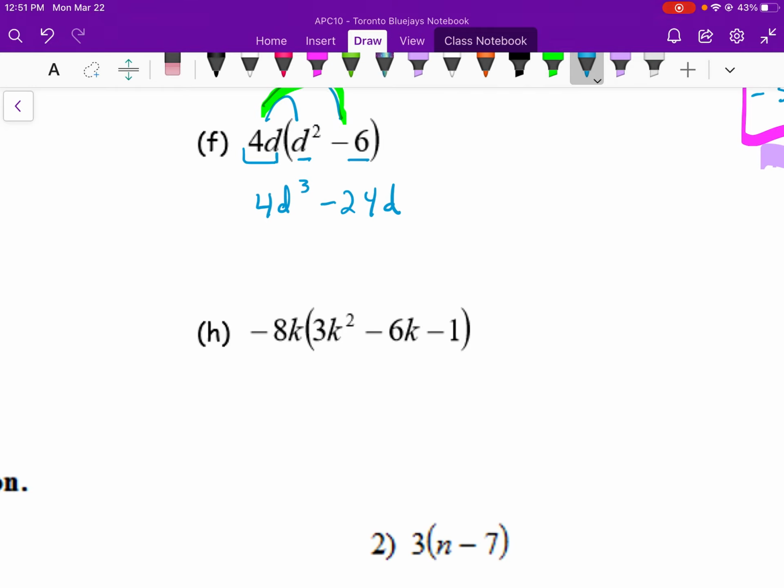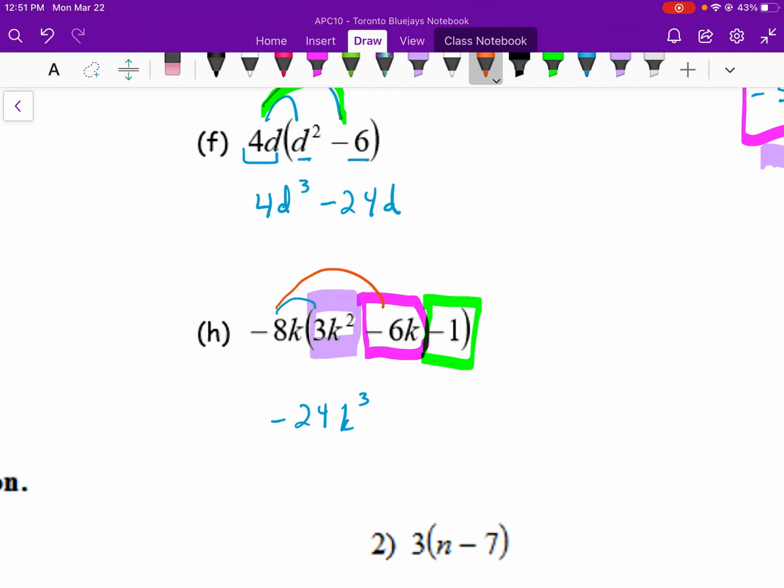Now here we are. Aha! This looks a little bit tricky. But what we have is a polynomial that has 3 different terms. Now I think of them as blocks. Remember, each term is a block. So, negative 8k times 3k squared. Well, when you do this first multiplication, I'm going to multiply the coefficients, so negative 8 times negative 3 is negative 24. K times k squared is k cubed.